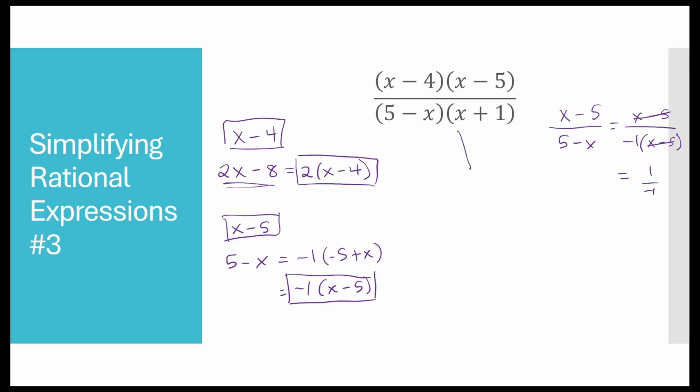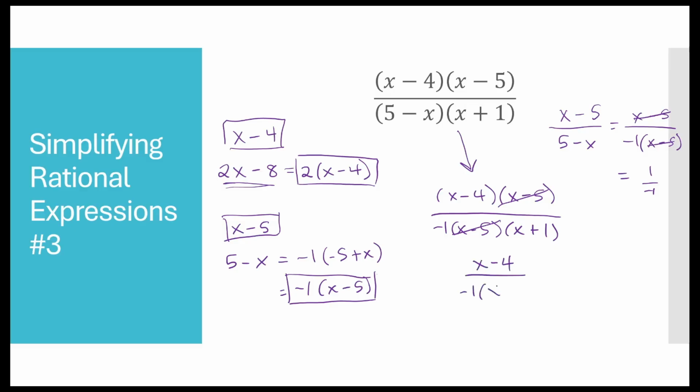So I can turn this into, factoring out that -1, I can just cancel these x minus 5s now, as long as I don't lose track of that -1. And now I have x minus 4 over, you could write it like this, -1 times x plus 1. You could just put the negative out front. Again, just as long as you're not losing track of it, you could distribute it back in however you like. But that x minus 5 and 5 minus x cancel to a -1.